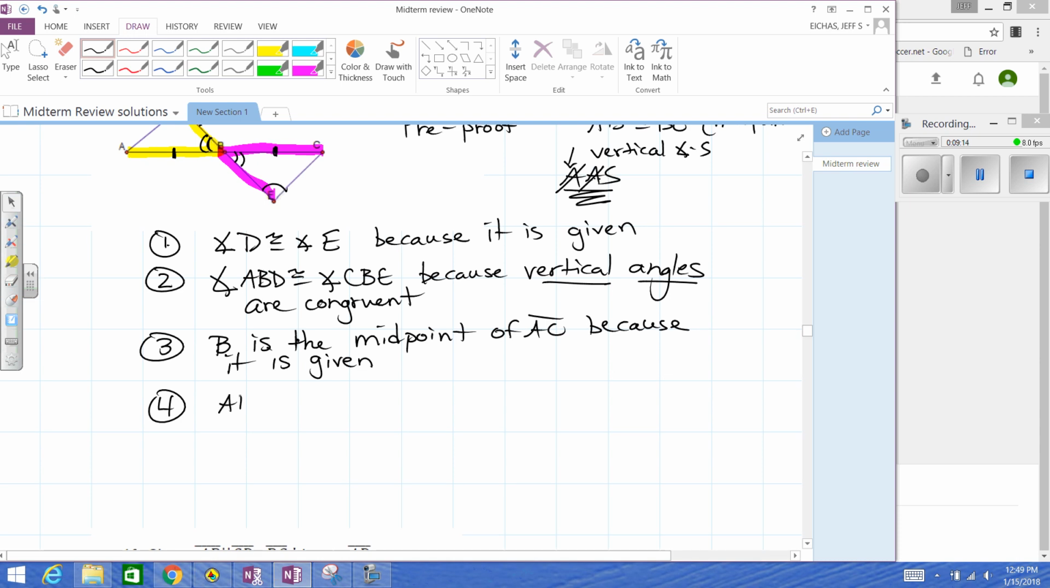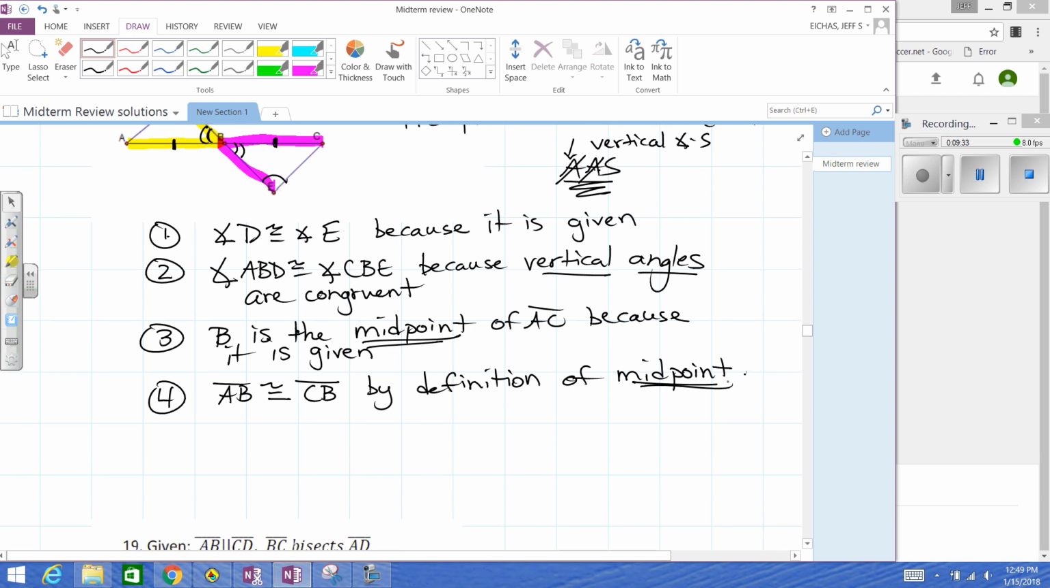Now the conclusion from that is that AB is congruent to CB, and that's by one of the rules of geometry. We can call it definition of midpoint. Please make sure that you use midpoint. Don't say bisect, because then all of a sudden I'm going to wonder, where did bisect come from? It says midpoint here, so it's safest to use it there.